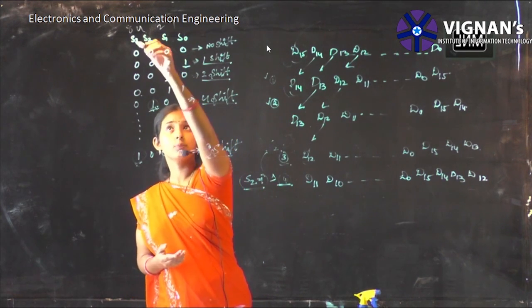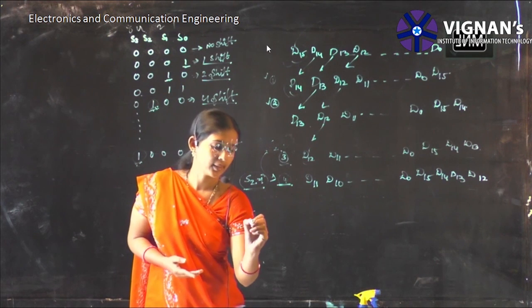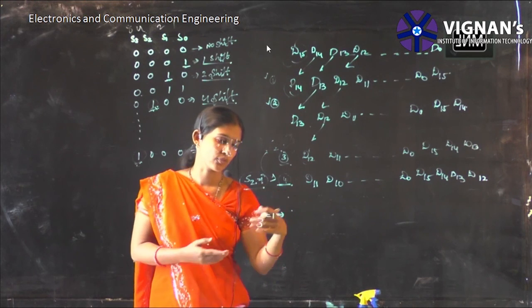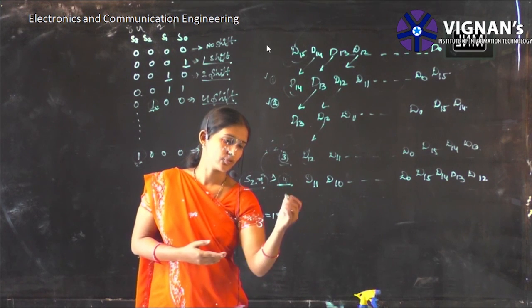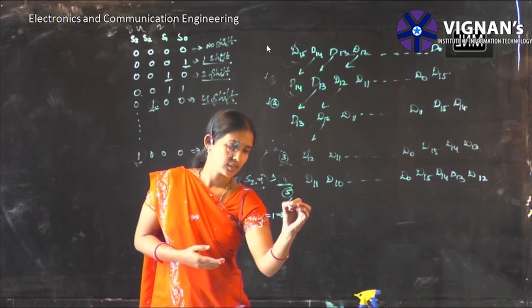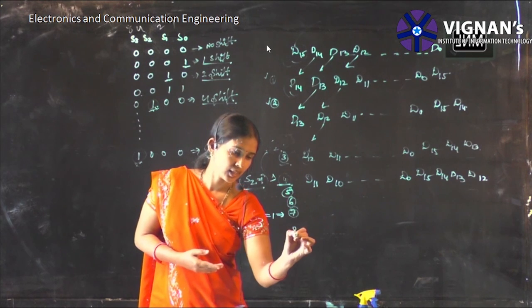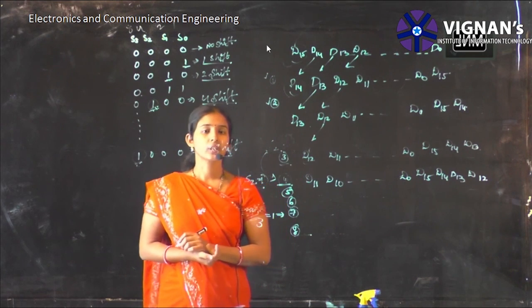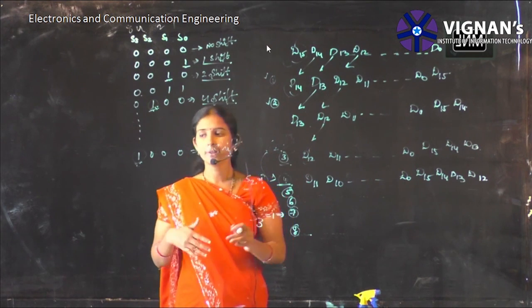Similarly, if S3 is equivalent to 1, it should undergo 8 circular shifts, 8 circular left shifts. That means 5, 6, 7 and 8. 8 circular shifts have to happen. Now coming to the code.